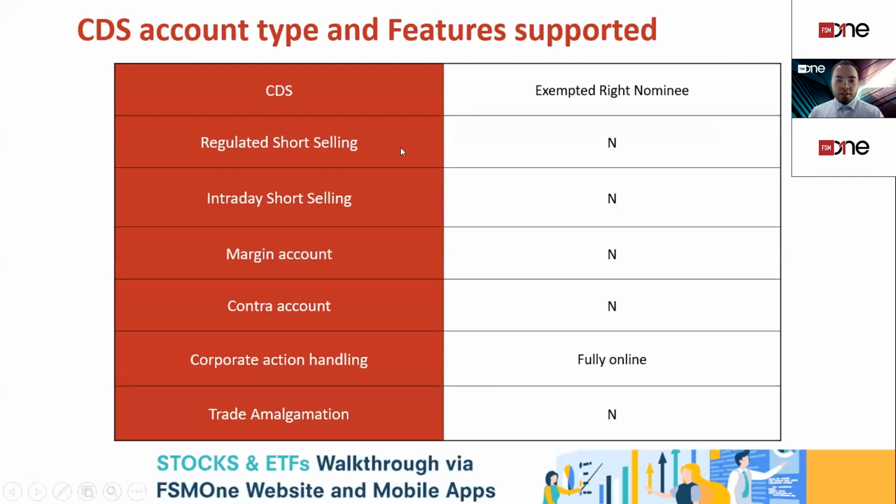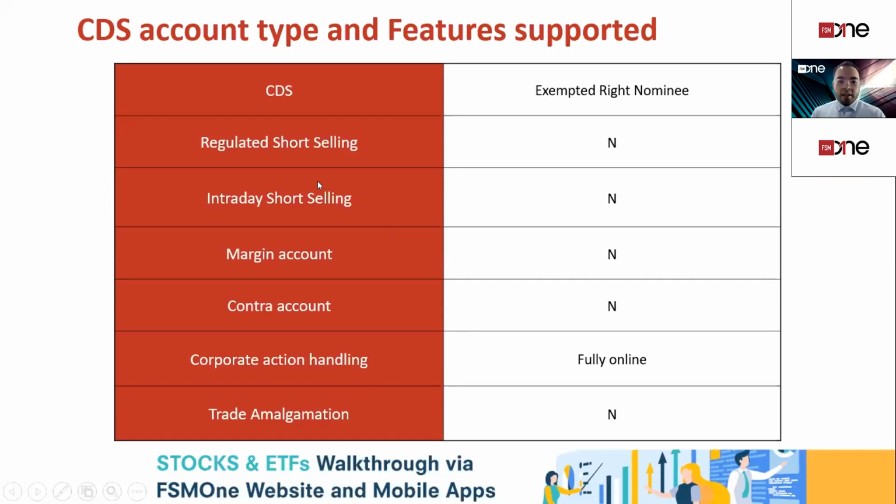And then for regulated short selling, RSS, intraday, margin account, and contra accounts are not available at the moment. Okay, we decided not to make them available. Corporate action handling will be fully done online, meaning you'll be notified online, and you can perform the signatory online. Okay, and then trade amalgamation means you perform multiple trades in a single day, and then be charged only once. The fee will also be not available at the moment.